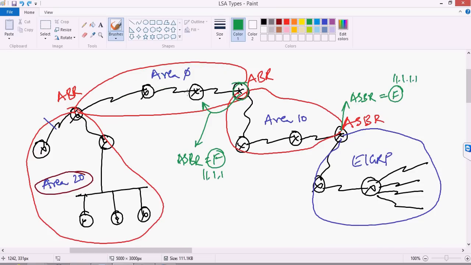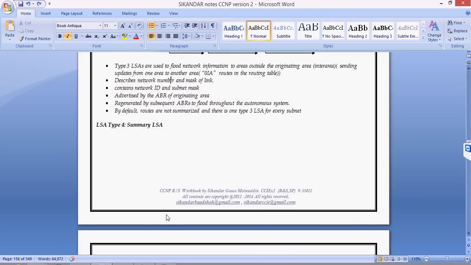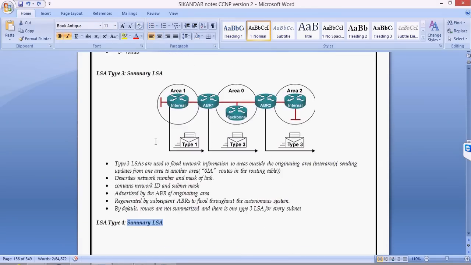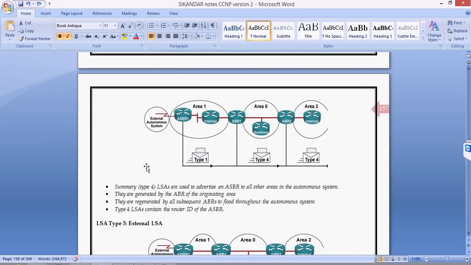So LSA4 is used to advertise the ASBR information to all the other areas inside the autonomous system, meaning inside all the OSPF. They are actually generated by the ABR router, and they are regenerated by the subsequent ABRs and flooded throughout the autonomous system. From this diagram, I can explain a little bit better.